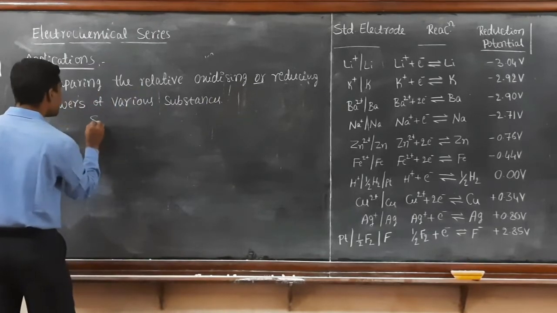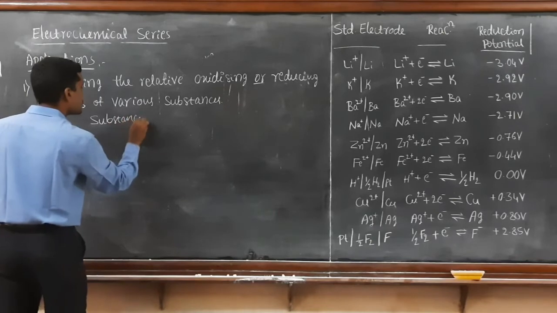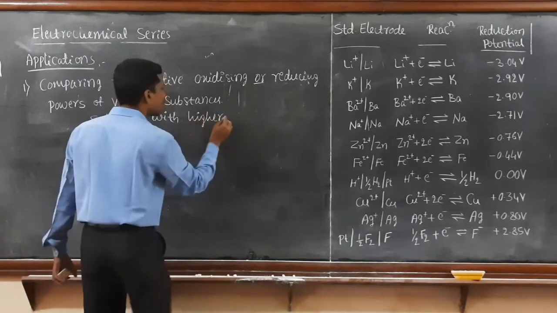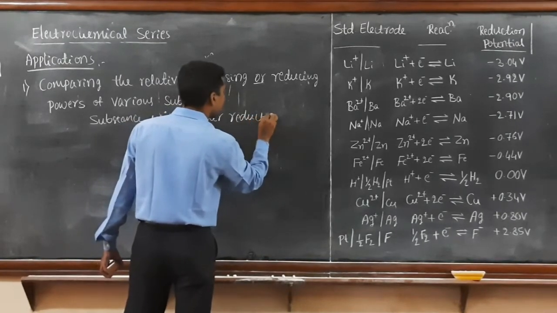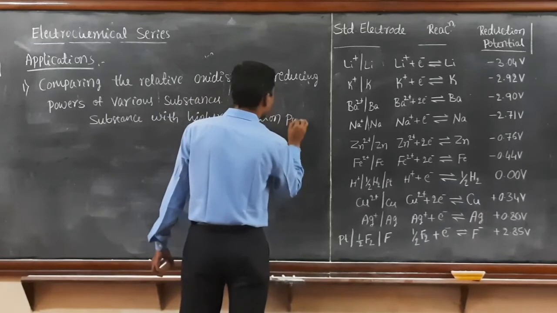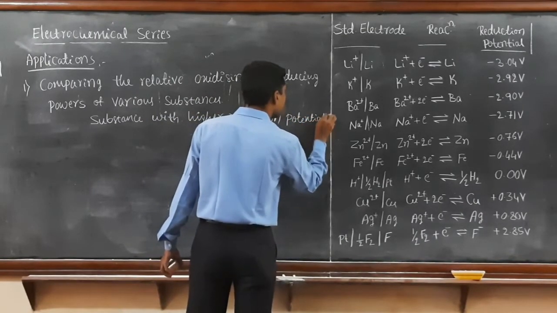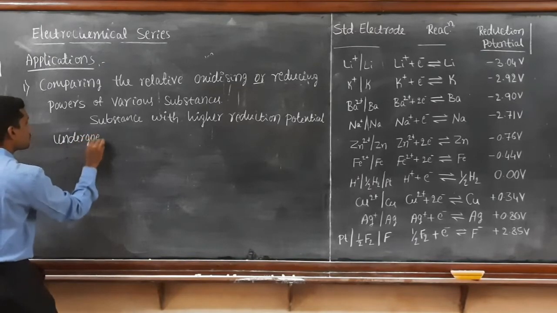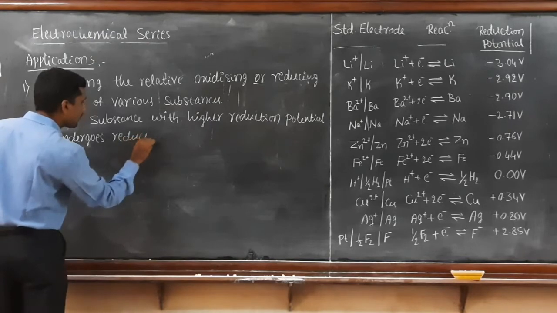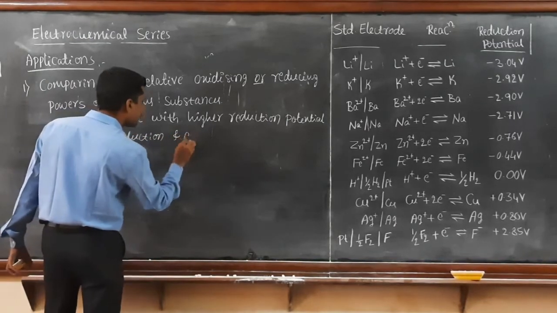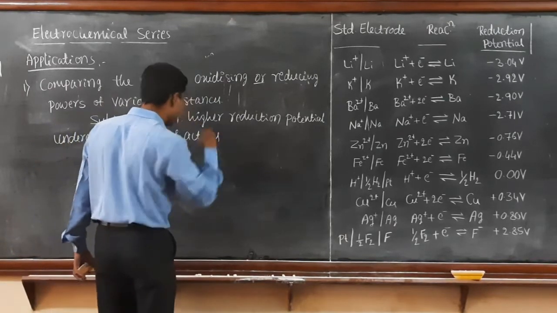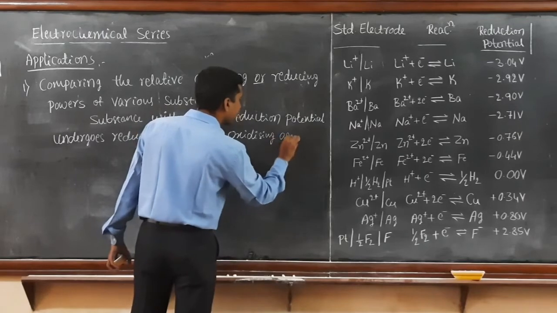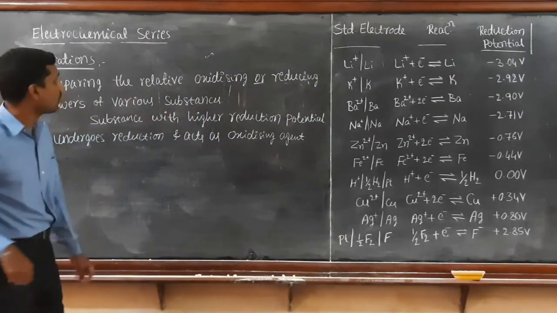Okay. So in this case, a substance with higher reduction potential undergoes reduction and acts as an oxidizing agent. Right? So this one is the first application of that electrochemical series.